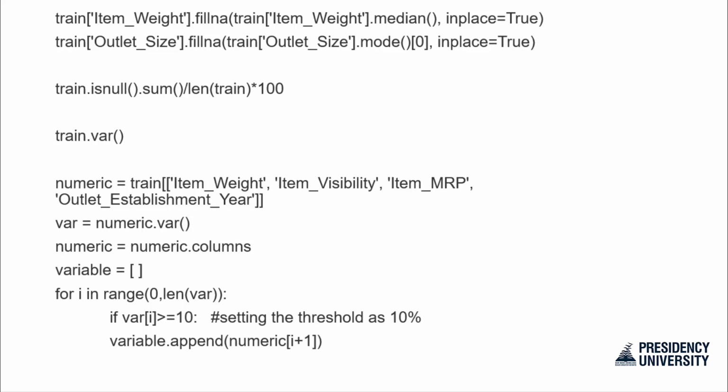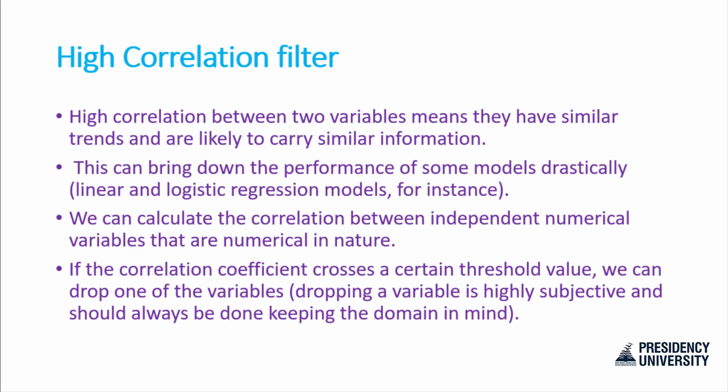High correlation filter. 2 variables are said to be highly correlated if they have similar trends or carry similar information. This can bring down the performance of the system drastically. The linear and logistic regression models are instances of this. We can calculate the correlation between independent variables that are numerical in nature. No other data type can be allowed.